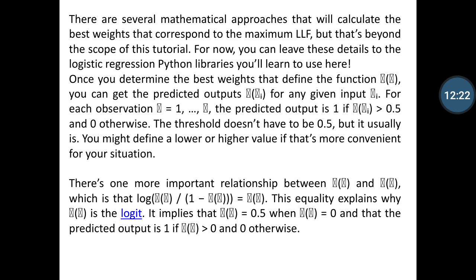There's one more important relationship between p(x) and the function f(x), which is that log(p(x) divided by (1 minus p(x))) is equal to f(x). This equality explains why f(x) is the logit. It implies that p(x) equal to 0.5 corresponds to f(x) equal to 0, and that the predicted output is 1 if f(x) is greater than 0 and 0 otherwise.